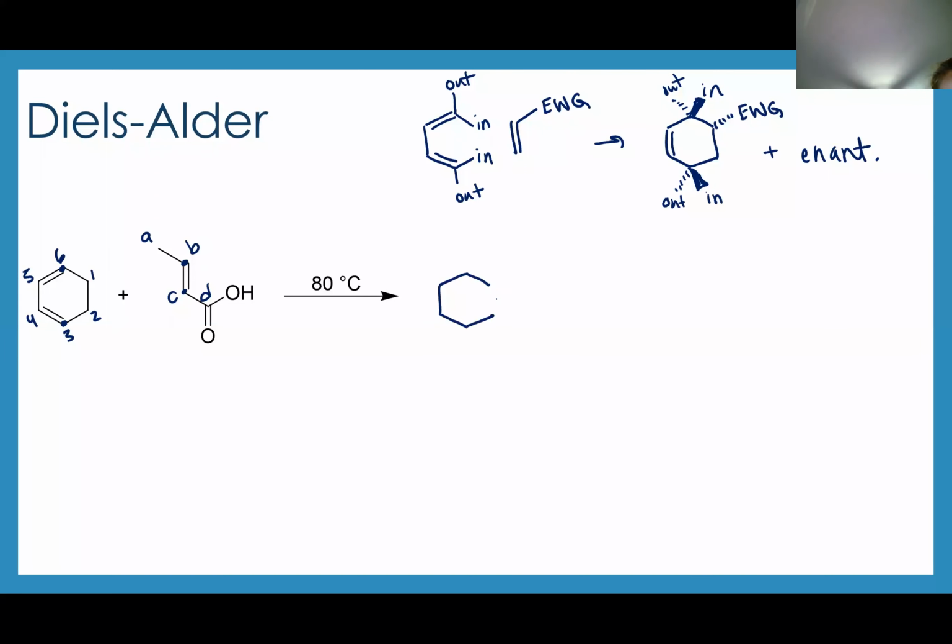you can go ahead and draw your cyclohexane again. Make sure that you switch that diene structure to a single alkene. And then we can make this coming up. So this would be carbons 1 and 2. And then you can draw your other bond to carbons B and C.